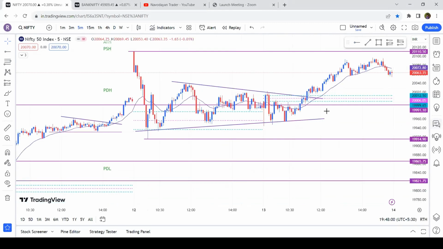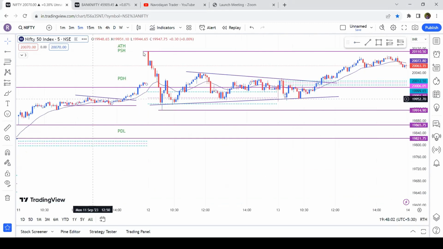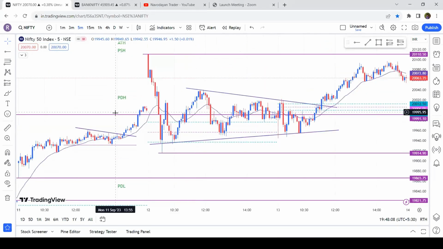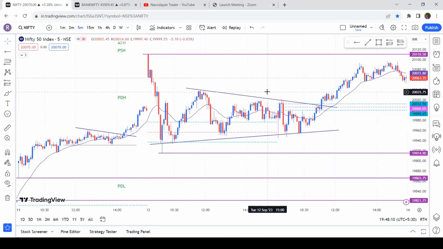And previous day highs and lows have already been marked. This was the previous day high, and this was the previous day low. And yeah, I think this is not as important for today.